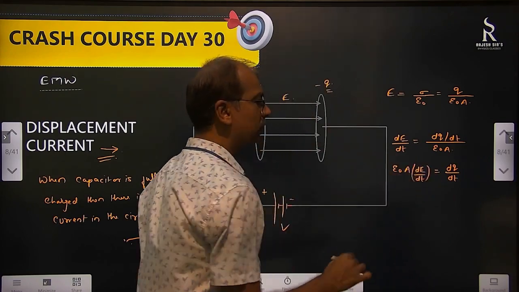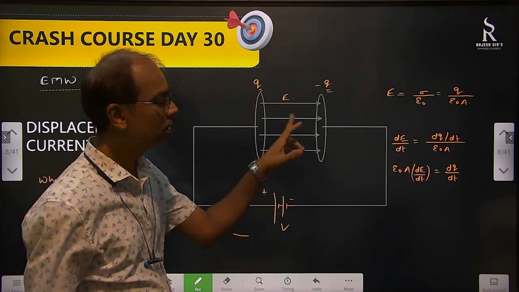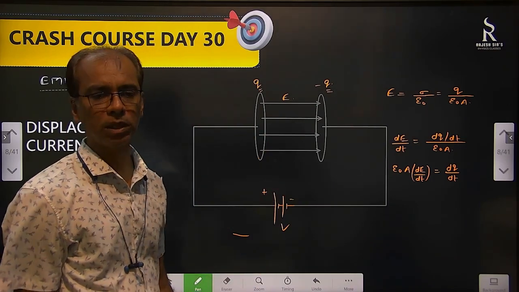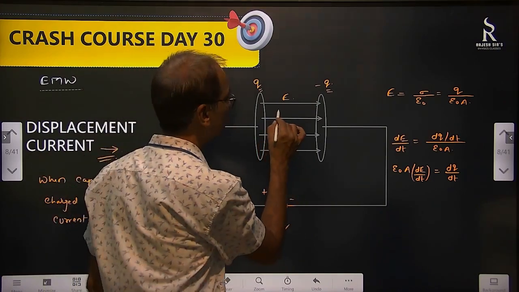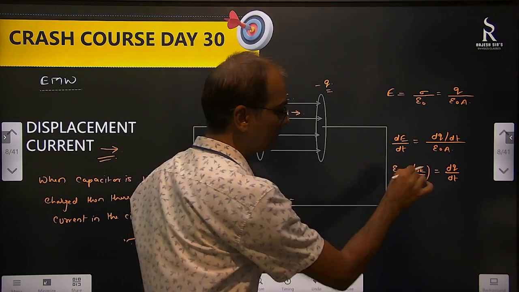Okay, but this electric field is between what? Between the two plates. So that means this current is there between the two plates. And current always is from positive charge to negative charge only. So current is like this, ID. Call this displacement current. And what is this? Just see this here.